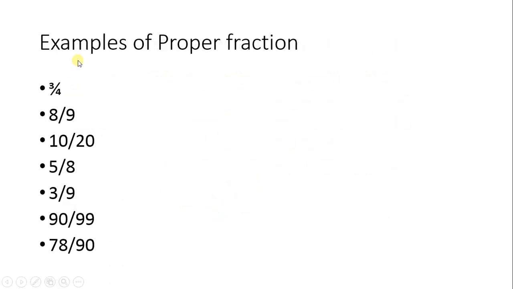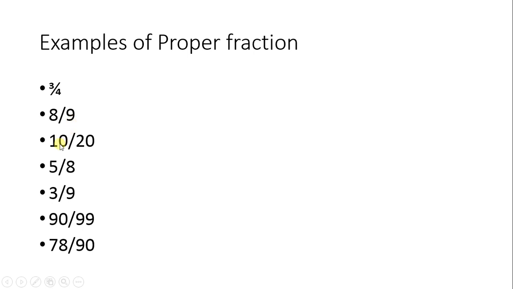Here are some more examples of proper fractions. 3 by 4: you can see 3, the numerator, is smaller than 4, the denominator. Another example is 8 by 9, where 8 is the numerator and 9 is the denominator, and we can clearly see the numerator is smaller than the denominator.